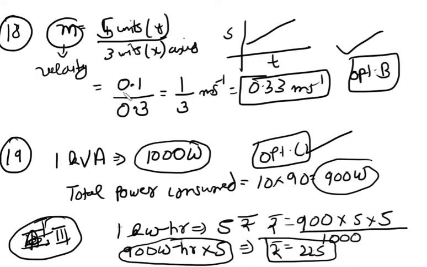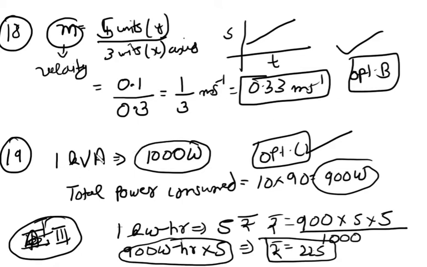The next question, question number 18, was about the slope of the displacement time graph. The slope of the displacement time graph would give you the velocity. It is 5 units on the y, 3 units on the x. So 0.1 unit by 0.3 units, 1 by 3 meter per second, which is 0.33 meter per second. So terminal velocity is 0.33 meter per second. So the correct option is B.